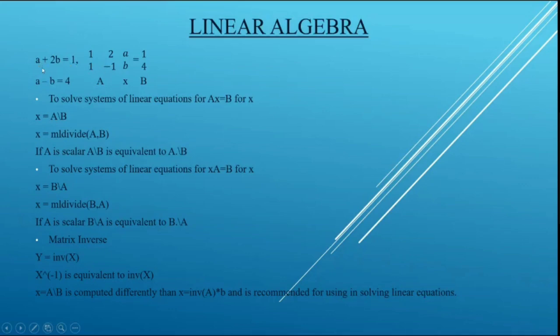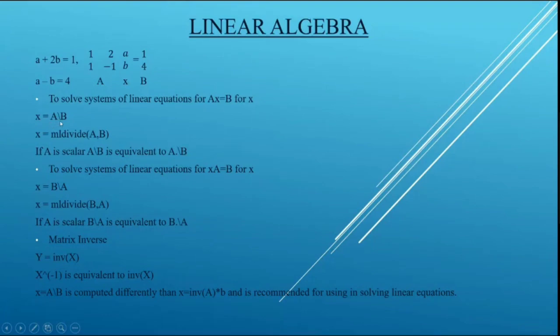The unknown variables will be put in a column matrix, assigned to X, and 1 and 4 will be assigned to a column matrix, named B. Now we will use this to solve the system of linear equations Ax equals B for the value X. In X, we have A and B, so we will get the values of the unknown variables A and B by using these formulas.